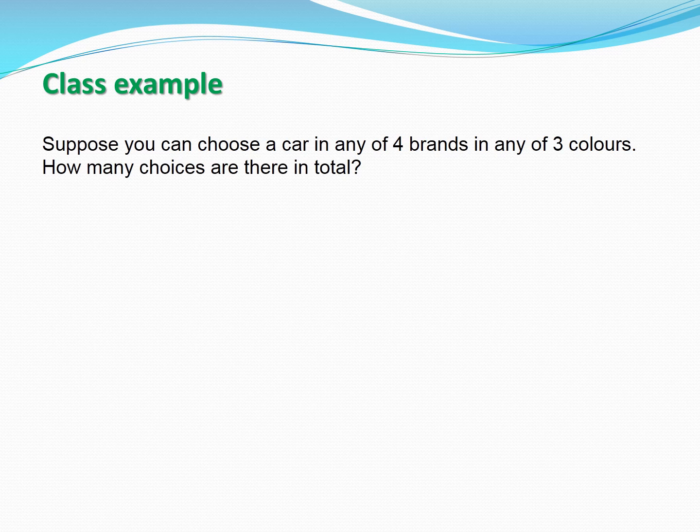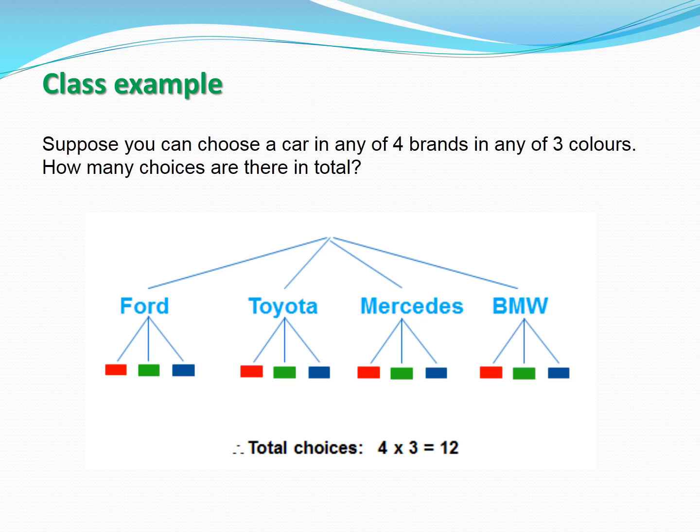Let's look at a couple of examples on the multiplication rule. So in this first example, I tell you, suppose you can choose a car in any of 4 brands in any of 3 colors. How many choices are there in total? So instead of drawing the tree diagram and determining your possible number of outcomes, you can just use the multiplication rule. So there's 4 brands, that's your first action. Your second action is the 3 colors, so 4 times 3 will give you 12 possible choices in total.